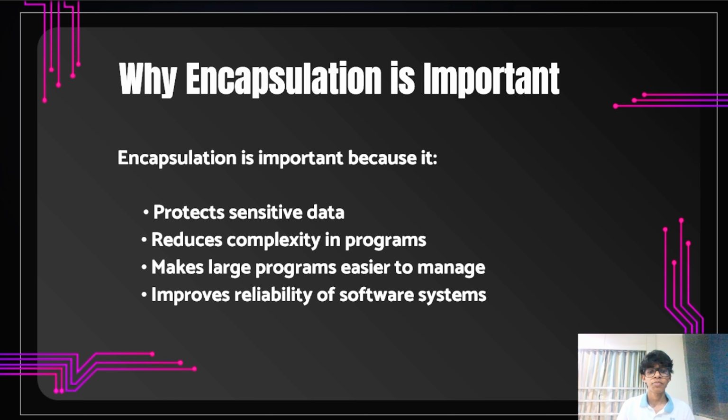Why is encapsulation important? Encapsulation is important because it protects sensitive data, reduces complexity, and makes large systems easier to manage. It ensures that different parts of a program interact in a controlled and predictable way. In real life, this can be compared to a car system, where users only control steering, brakes, and accelerator without needing to understand the internal engine mechanism. This separation of internal complexity and external usage makes the system more efficient and user-friendly.